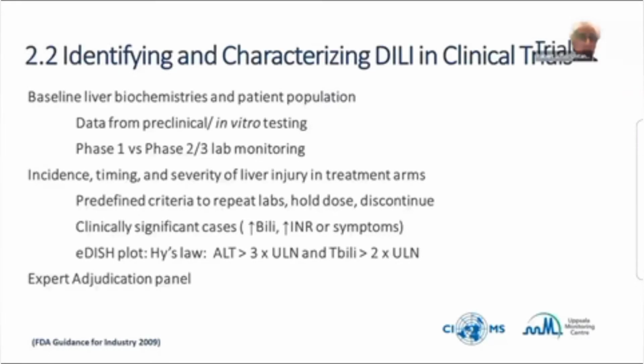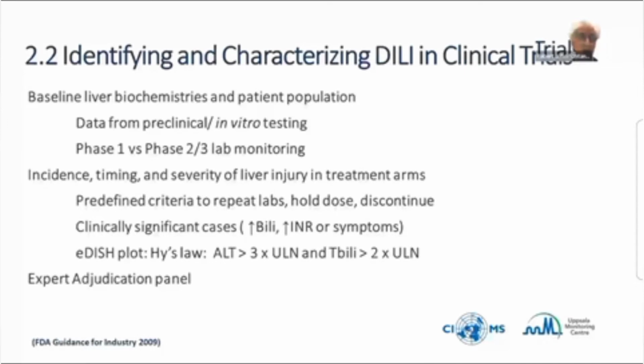Now, it's important, no matter what these criteria are, to recognize that clinically significant DILI, particularly in a clinical trial setting, is always defined as an elevation in the total bilirubin greater than 2 times upper limit of normal, any elevation in INR, or hepatitic symptoms.